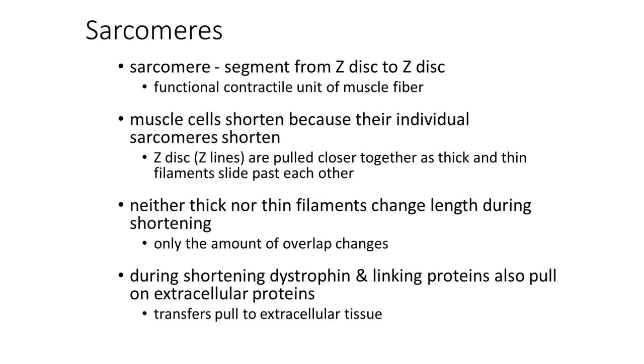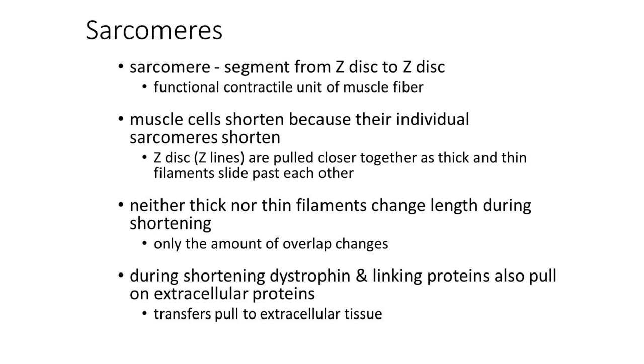A sarcomere is the segment from Z disc to Z disc. It is the functional contractile unit of muscle fiber. Muscle cells shorten because their individual sarcomeres shorten. And the Z discs or the Z lines are pulled closer together as thick and thin filaments slide past one another.